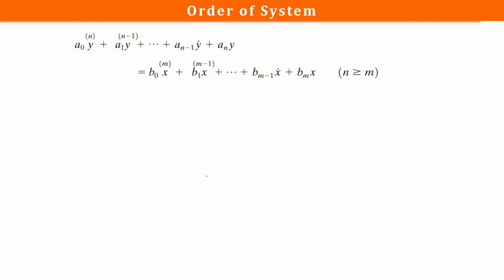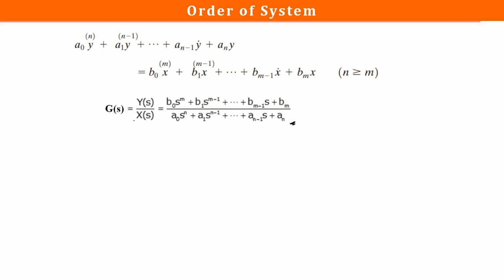The transfer function of any system we can get by applying Laplace transform to the differential equation of that system. We take the initial conditions to be 0, and based on that we can write the output upon input, and that will be the transfer function of the system, which we get in this algebraic form. So once we have the transfer function of any system, how do we get the order of the system? Suppose we have the transfer function in this algebraic form.